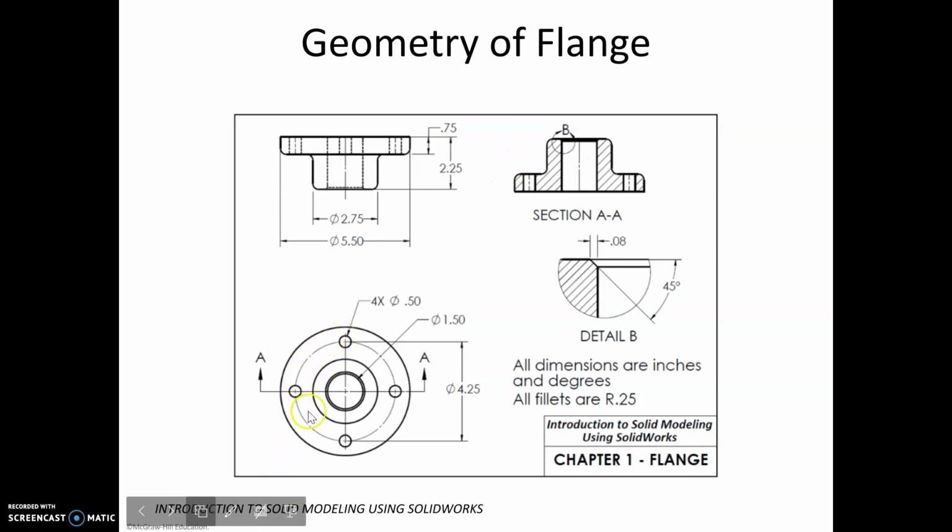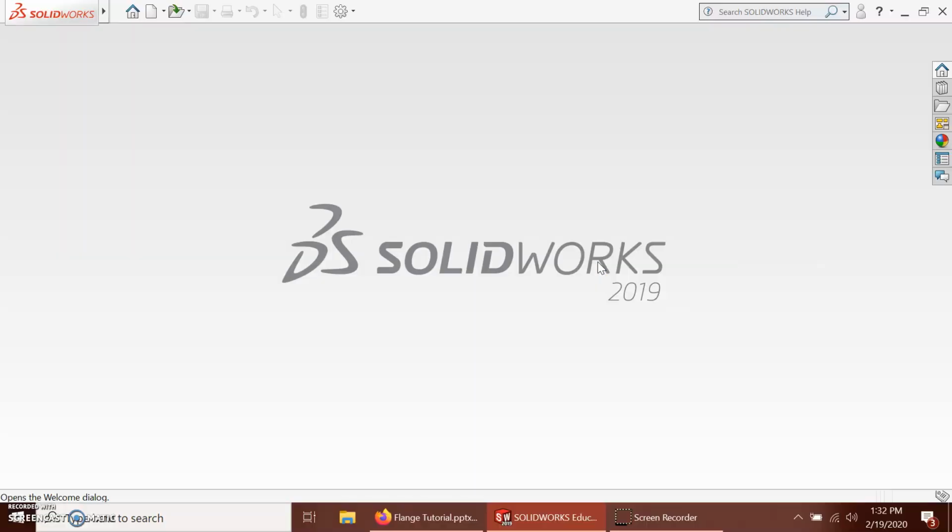And we have these 4 through holes here of 1/2 inch each. And then we can look at this little section here, which is a blow-up detail, this detail B, and there's a little chamfer that we've got to put together. So in order to do that, we're going to move over into SolidWorks.